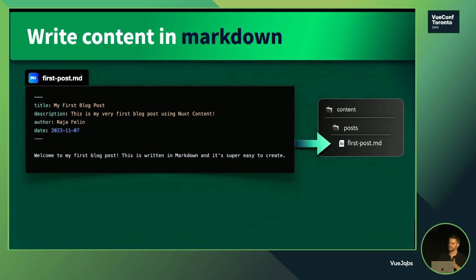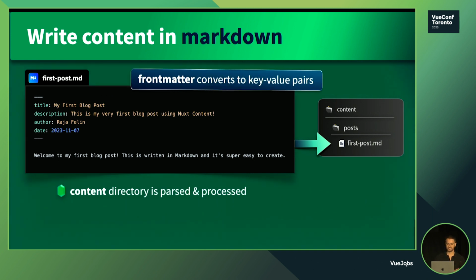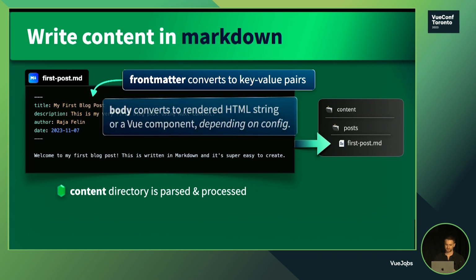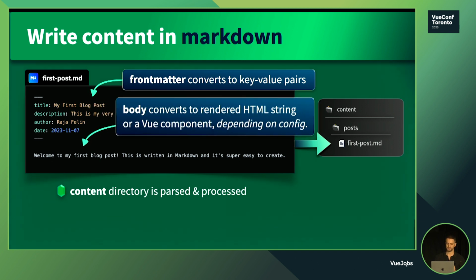And then the content module is going to scan for Markdown files in this directory, as well as handle JSON, YAML, and CSV, if you're using any of those as well. In terms of the Markdown files, it's going to parse the front matter and convert that into key value pairs, and the body is going to be converted into either a rendered HTML string or a Vue component, really depending on how you had configured the content module.